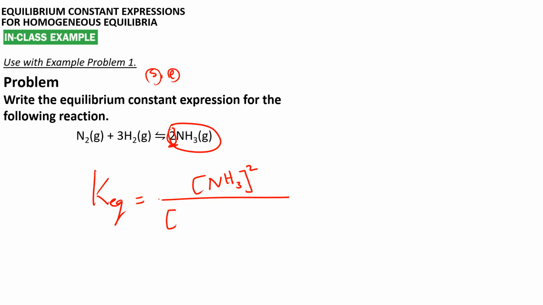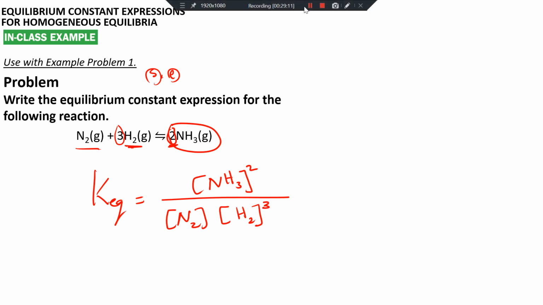And then down here you will do the reactants. طبعا دايما فوق البرودكتس وتحت الرياكتنت. So this one times مضروبة في ال H2. That's it? No. We have a 3 here. So لازم تكون H2 to the power of 3. Okay, guys? So this is how we do the K equilibrium constant expressions.